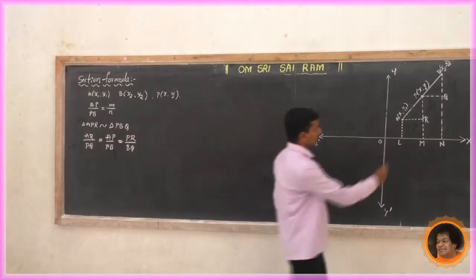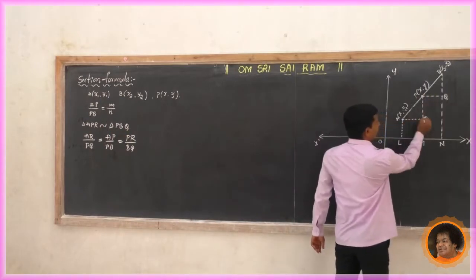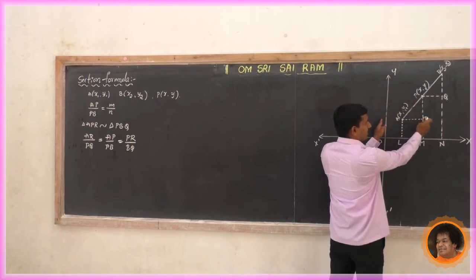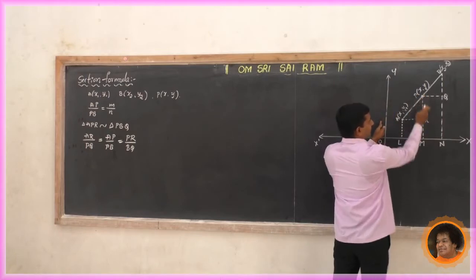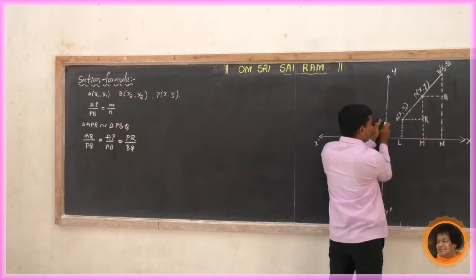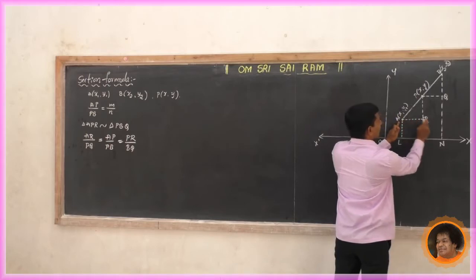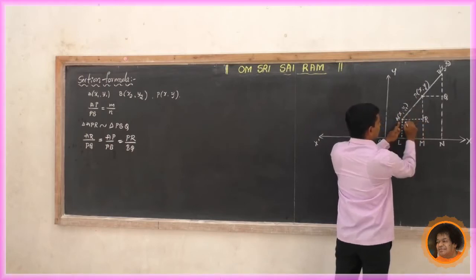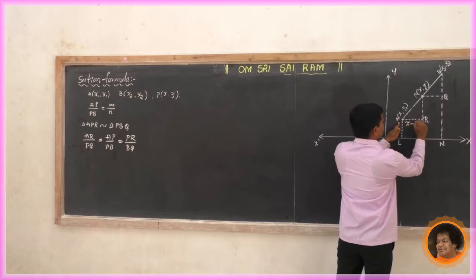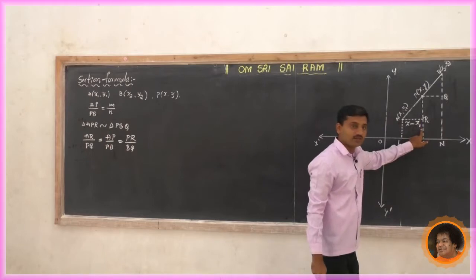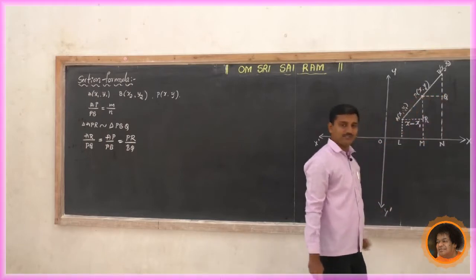So look at the figure. What is the value of AR? From the y-axis to the point R, the x coordinate is x, and from the y-axis to the point A, it is x1. So therefore we need the value of AR. What is the value of AR? AR means x minus x1. I think it is clear. So x minus x1.